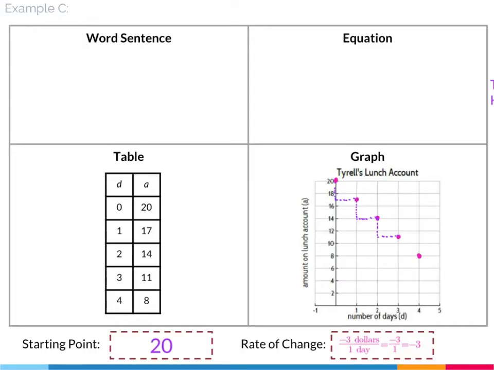And it looks like Terrell started with $20 in his lunch account, and he spends $3 every day. And that makes sense, because if you're going to have money in your lunch account, you're going to need to be spending it in order to get lunch. So our word sentence makes sense with our graph and makes sense with our table. So now we just need to put together an equation.